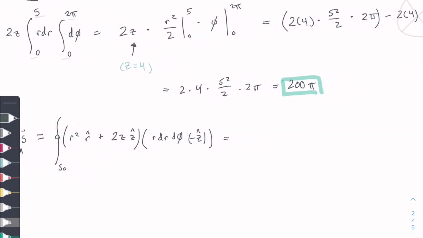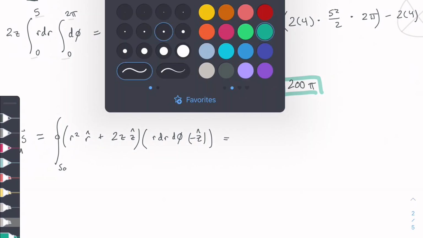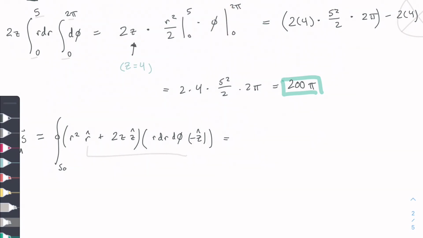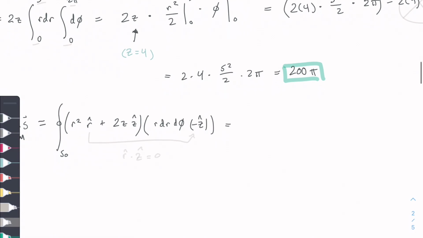So, first things first, what can I cancel? Well, r hat dot z hat equals 0, because they are two perpendicular vectors dotted with each other. z hat dot z hat for these two terms here is going to equal 1. So I'm going to cancel this piece out to start, and then I'm going to end up with the integral of 2z z hat multiplied by r dr d phi, or sorry, dotted with the negative z hat.